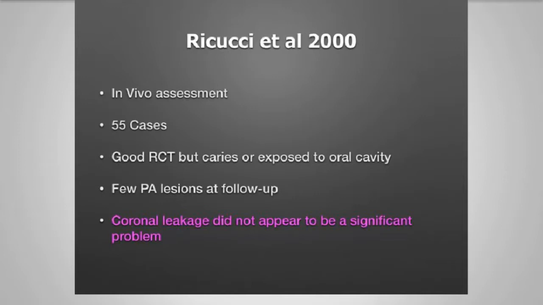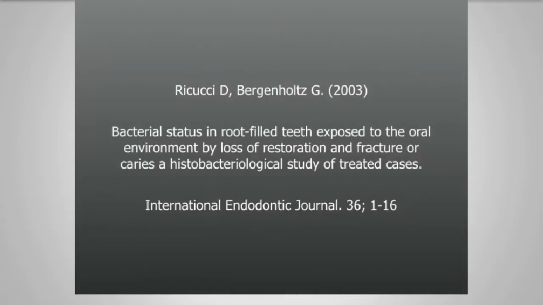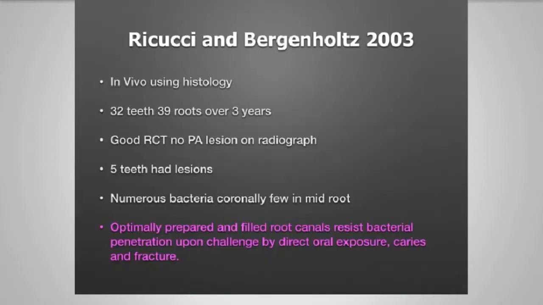And again, the follow-up to that study in vivo showed a similar picture. So optimally prepared and filled root canals can resist the penetration of bacteria, even when they're exposed directly to the oral cavity. So he did see bacteria coronally, and obviously that can be managed very simply. You can just remove some of the GP and irrigate the tooth. But there weren't great colonies of bacteria apically, and this was in contrast to what had been shown in vitro.